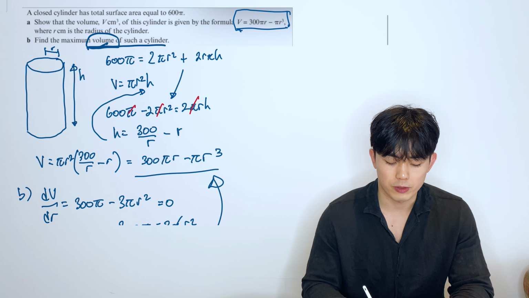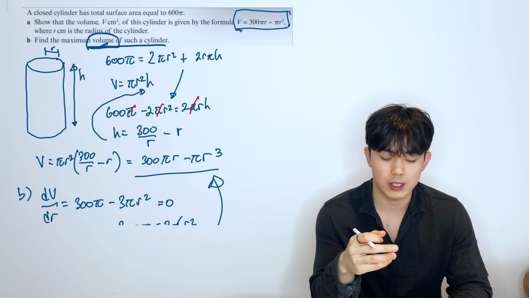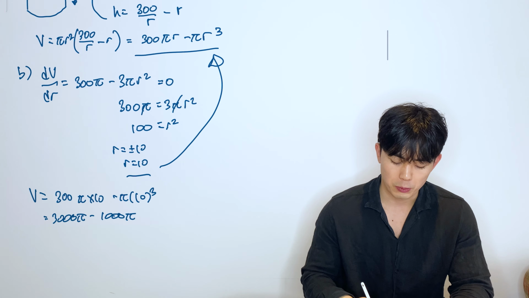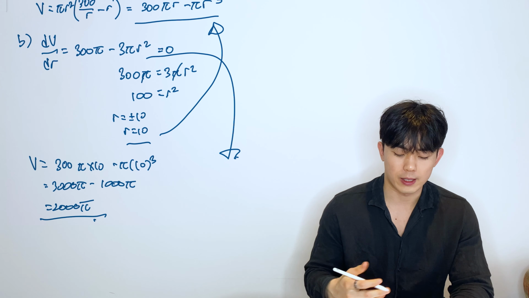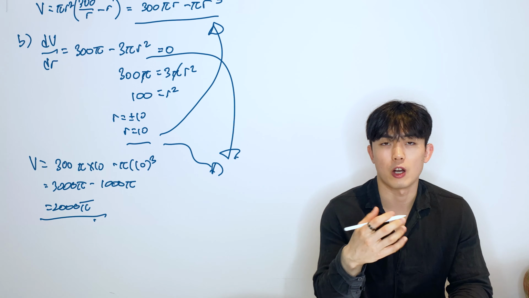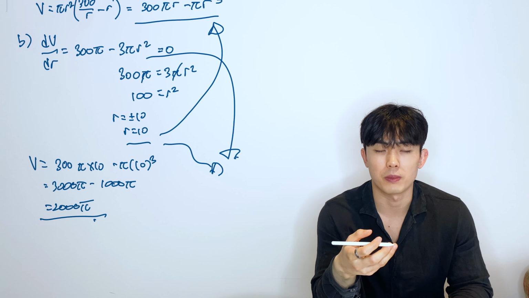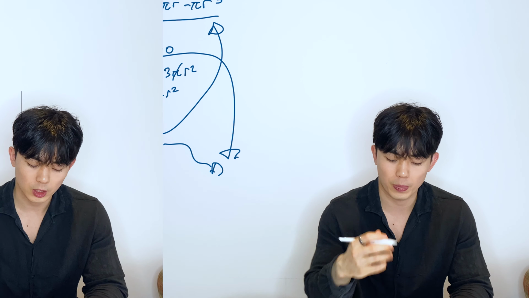That's the maximum volume this cylinder can be. They haven't asked us to show that it's a maximum, they just said find it. So if they asked to show it, that would mean we would have to differentiate this term again one more time, and then plug in r as 10, and hopefully it'll be a negative number that shows that it's a maximum value. Let's try this one here.